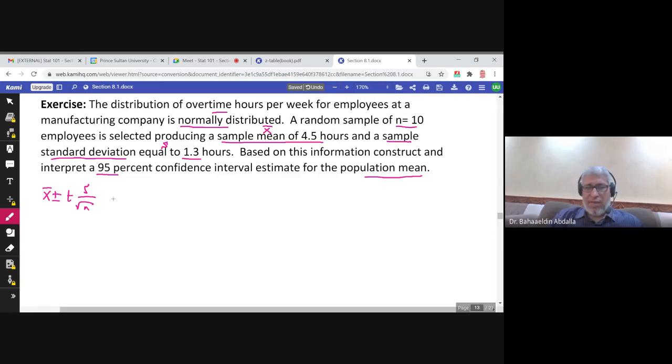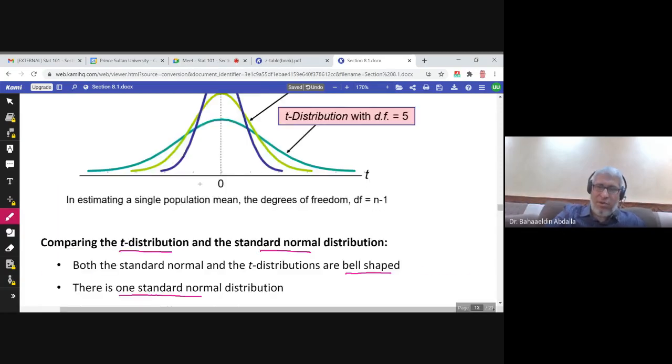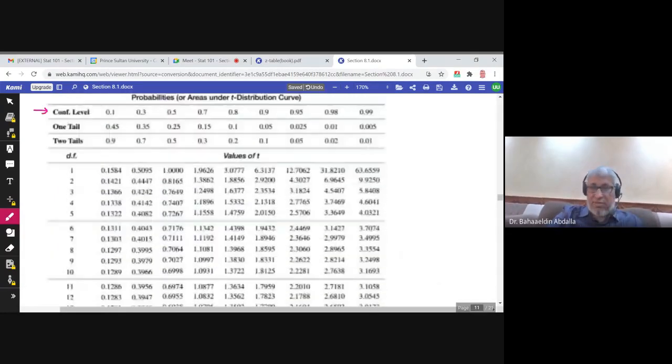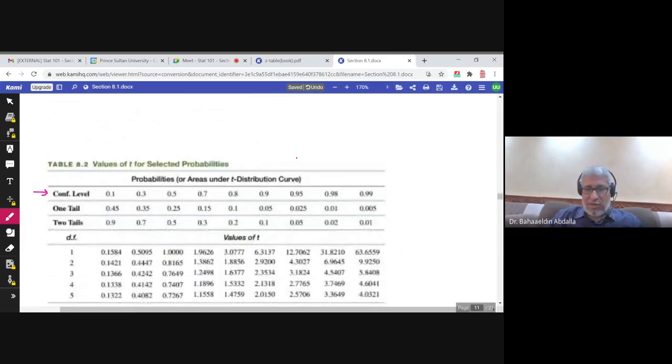of n. X bar is given, it is 4.5. We need to find t from the table. How to find t? I need the degree of freedom and the confidence level. The degree of freedom is n minus 1, so it is 9, and the confidence level is 0.95. So we go to the table, and this is 0.95, so this is the confidence level.